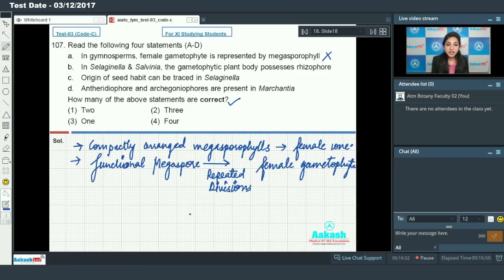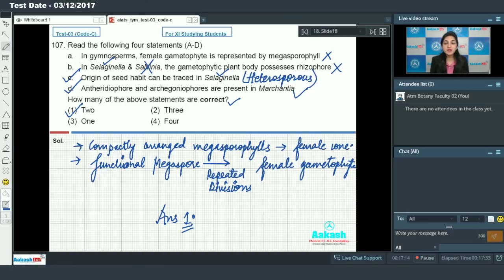In Selaginella and Salvinia, the gametophytic plant body possesses rhizophore. Selaginella has rhizophores, but in Salvinia, rhizophores are not found. So this is incorrect. Origin of seed habit can be traced in Selaginella. This is correct because Selaginella is heterosporous. Antheridiophores and archegoniophores are present in Marchantia. This is true. So out of these, C and D are correct. So 2 statements are correct out of the 4. So the answer to this question is option number 1.